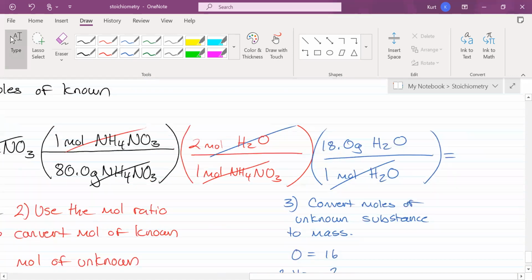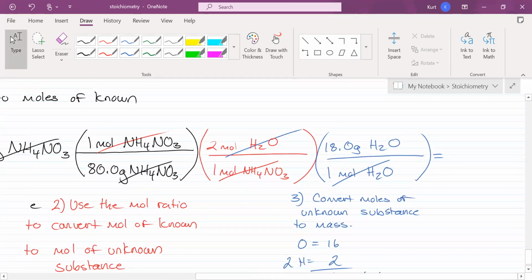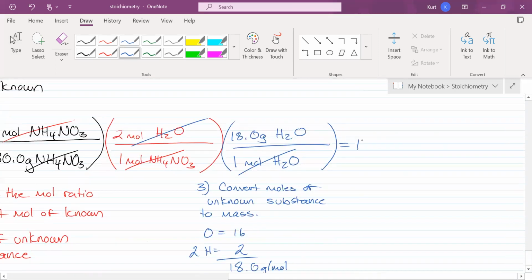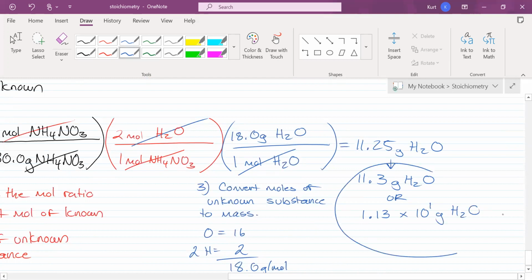Now you just have to use your calculator. So, I'm going to say aloud what you should do. 25 divided by 80 times 2 times 18. And my raw answer is 11.25 grams of water, but we need to get in right sig figs. A better answer would be 11.3 grams of water. And another acceptable answer would be 1.13 times 10 to the first grams of water. Either one of these answers would be accepted. Are there any questions?